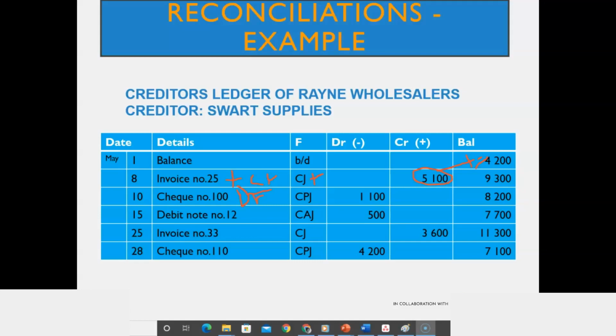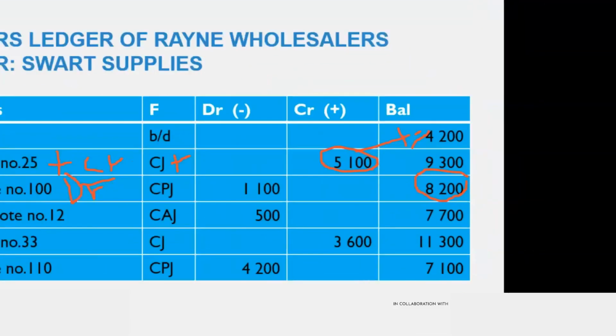So if we had 9,300 that we owe SWOT suppliers, and we paid, you get it? If we paid, then it means we say 9,300 minus 1,100, and obviously it reduces what we owe, and now we are left with 8,200.